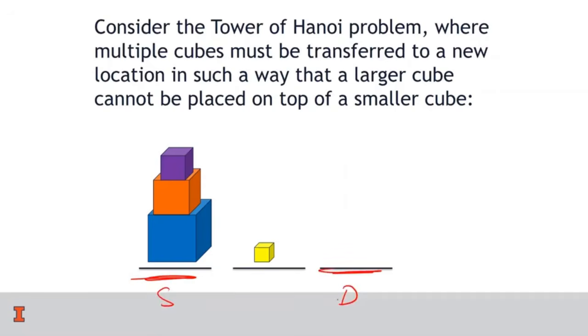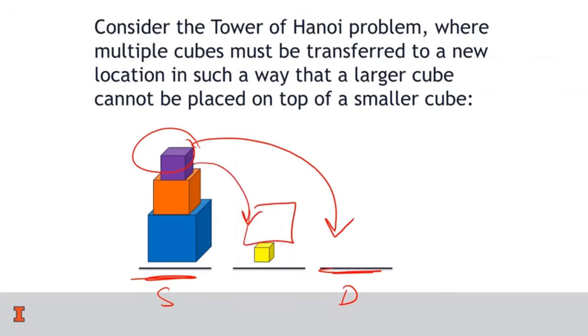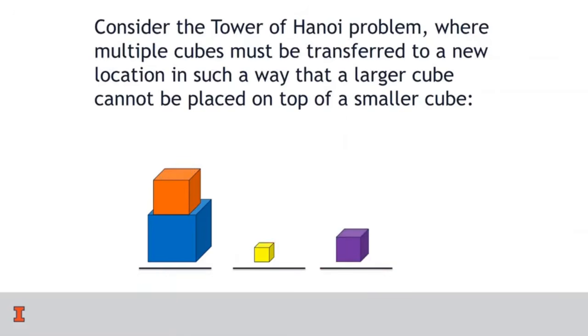Next thing we might want to do is to go ahead and take this purple cube and move it all the way to our destination. The idea here being that we can't put it on top of this yellow cube because that would put a larger cube on top of a smaller cube, something that's against the rules of this game. After moving the purple cube, then we have only two options now. We can't move the orange cube on top of anything because the orange cube is too large. Instead, our options are really to move the yellow cube on top of the purple cube or the yellow cube on top of the orange cube.